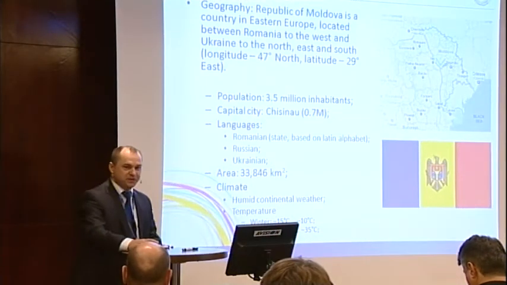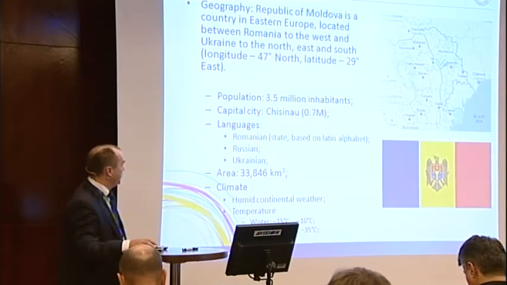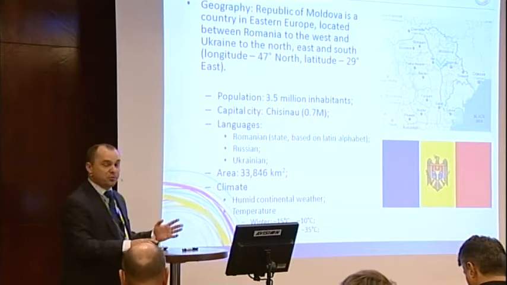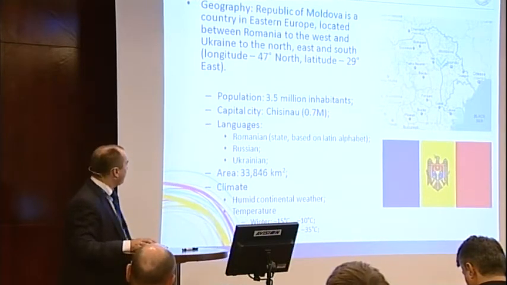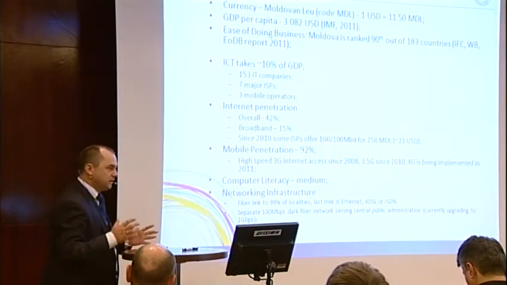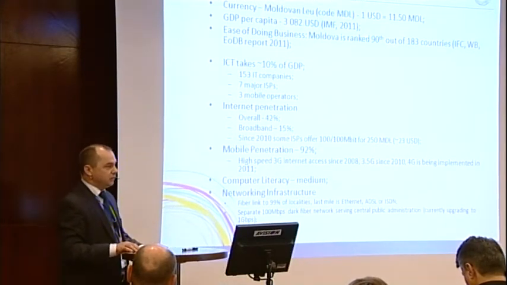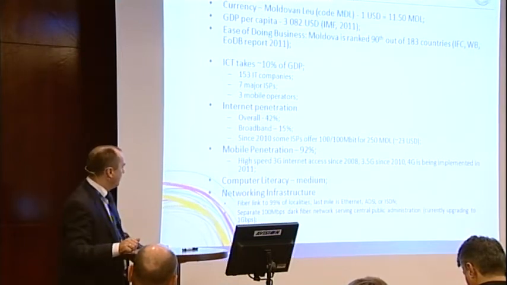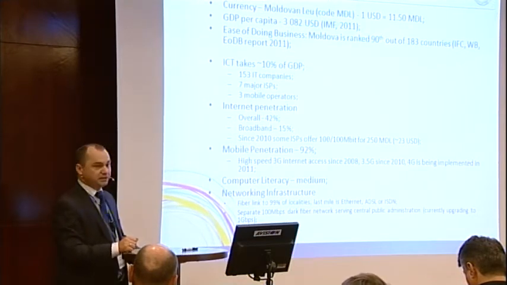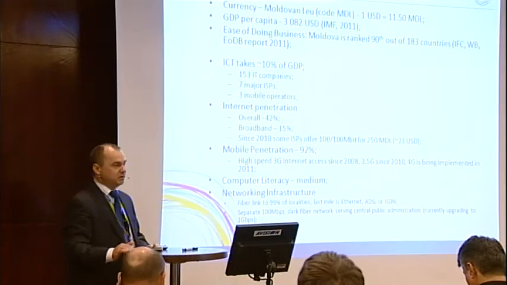So Moldova is a very small country at the southeast of Europe, and we are neighboring Ukraine and Romania. The area is 33,000 square kilometers, and the population is about 3.5 million. So it's, as I said, a small country, but we have quite good achievements in wiring the country. We have a fiber network connection to each locality of our country, and the internet penetration is moderate, 42%. At the same time, the mobile penetration is quite high. Last month it was about 92%.